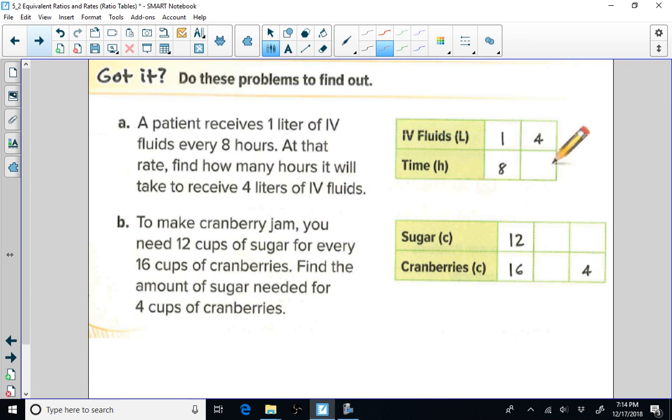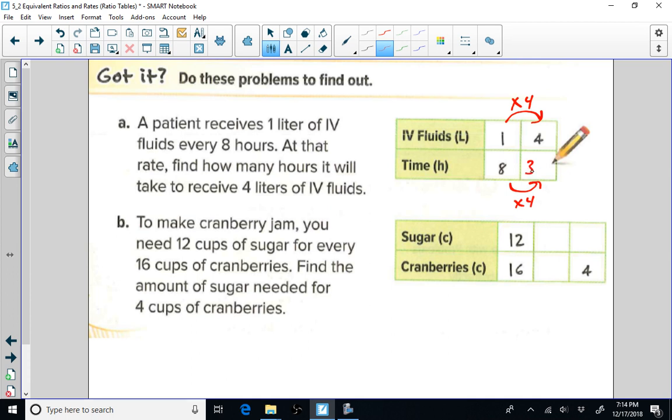Let's look at our next example. A patient receives 1 liter of IV fluids every 8 hours. At that rate, how many hours will it take to receive 4 liters of IV fluids? I look here at my ratio table and I see the first ratio, 1 liter of fluid every 8 hours. If the question is how much time will it take to receive 4 liters of IV fluid, we'd have to multiply the first ratio part by 4. To make an equivalent ratio, we'd have to multiply the second ratio part by 4 as well.